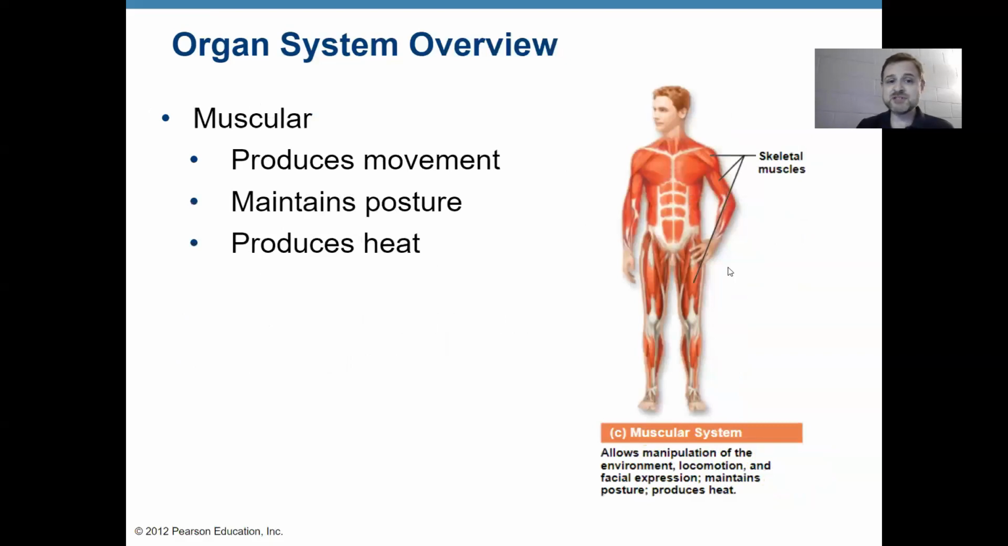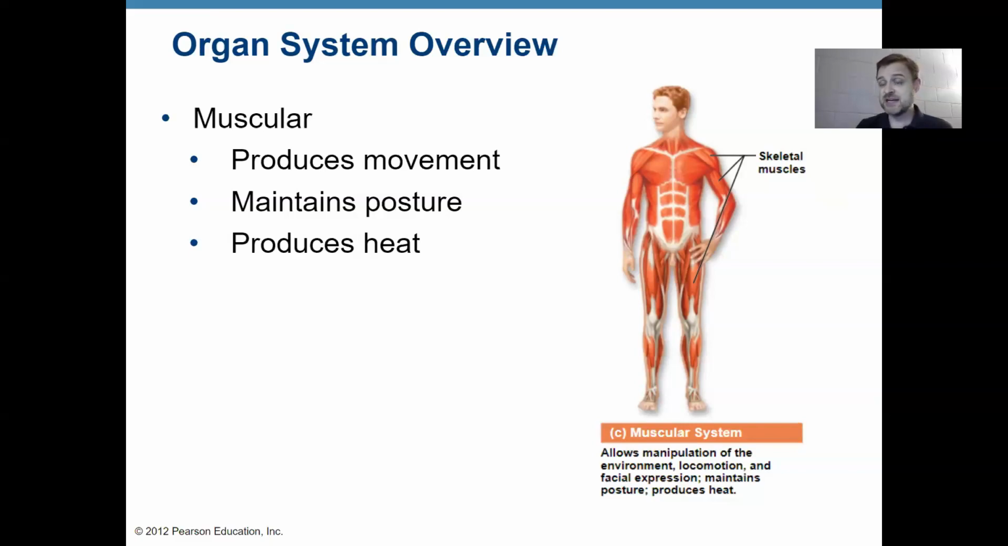So the muscular system is your muscles. Obviously, your muscles produce movement. They allow you to move. They also help maintain your posture as you're sitting at your desk. You're sitting upright, and your abdominal muscles are somewhat contracted, or your back muscles, to help maintain a good posture. So even if you're not moving, your muscles could still be contracted to maintain your form.